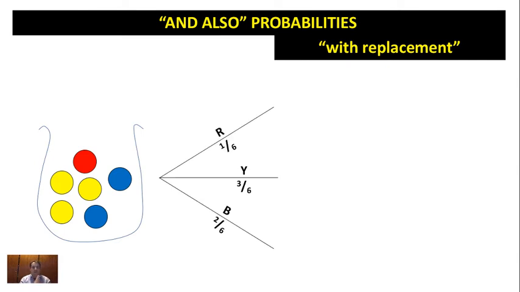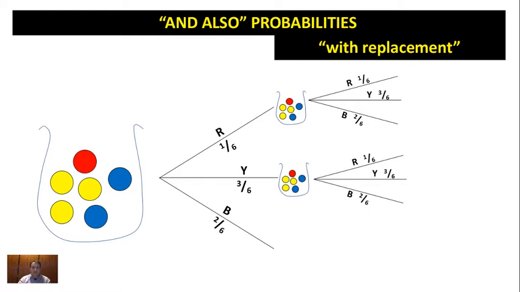So at the start there's 3 possibilities in this case, red, yellow or blue, with probabilities of 1/6, 3/6 and 2/6 respectively. So once you've taken one ball out, let's say you take a red, you put it back, so there's still the same balls in the bag, so there's still the same 1/6, 3/6, 2/6 probabilities. Same if you pick a yellow first or if you pick a blue first. So the probabilities on the second level are exactly the same as before because we replaced the ball.